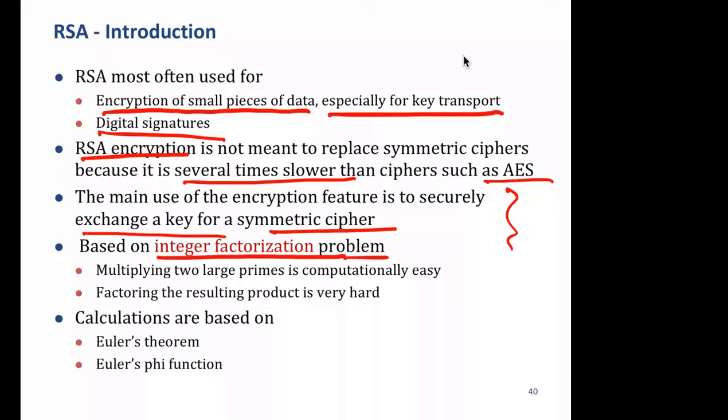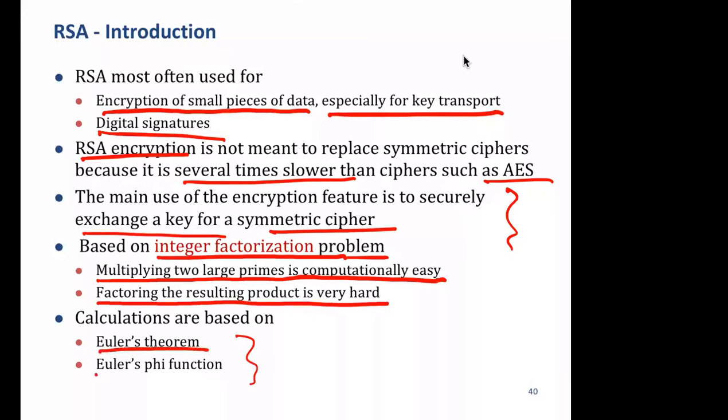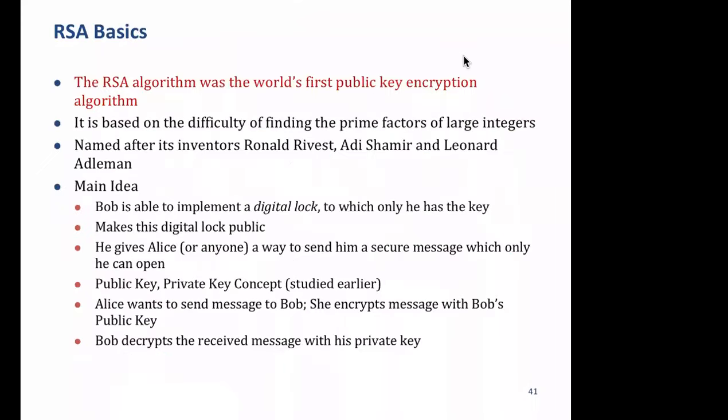Note that multiplying two large numbers is computationally easy, but factoring the result is very hard. The calculations are based on two theorems, Euler's theorem and Euler's phi function. Please go through them if you are interested. It was the world's first public key encryption, and it is based on the difficulty of finding prime factors of large integers.